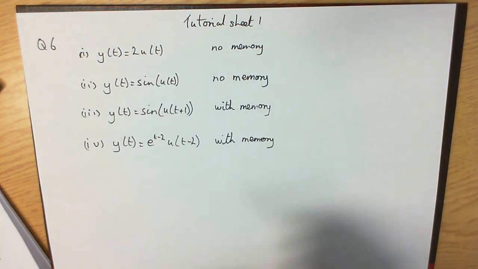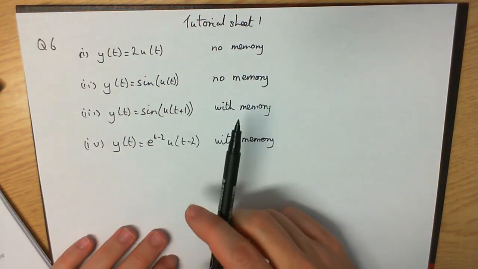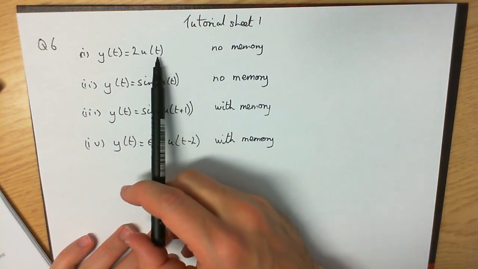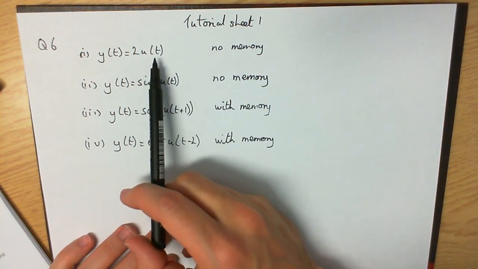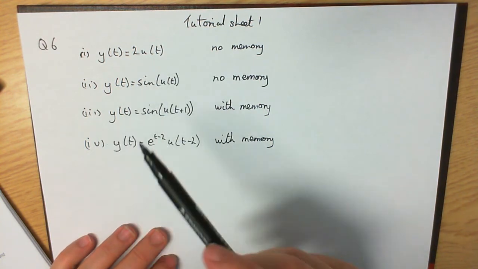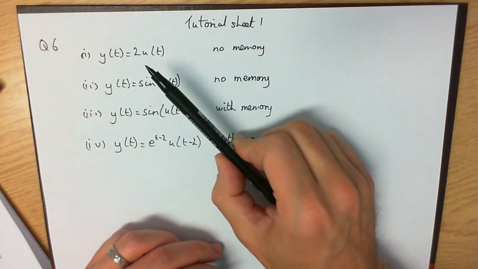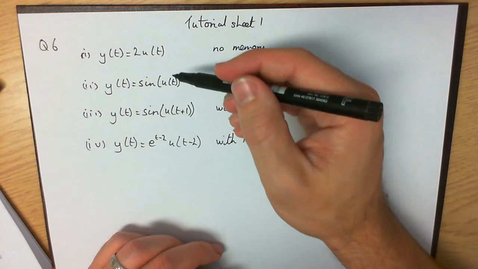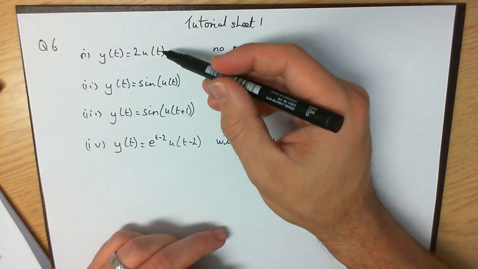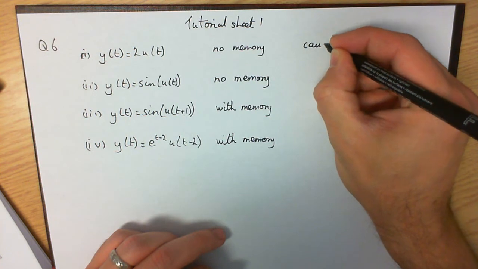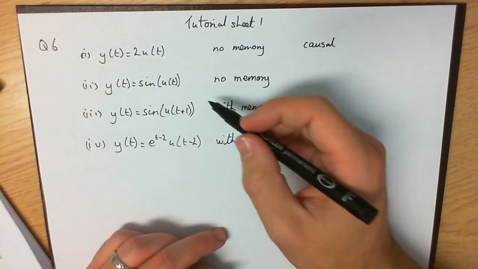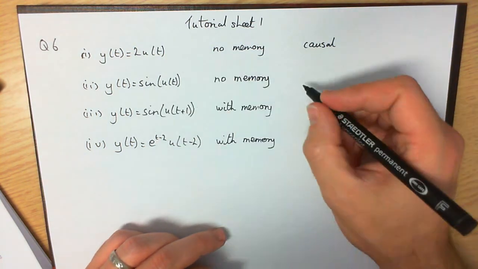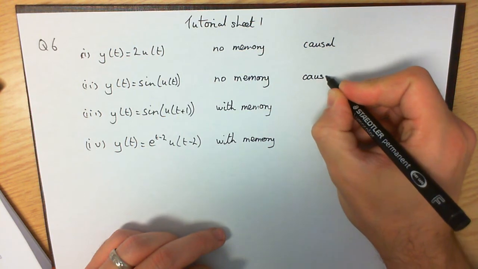Now causality says that what we're interested in are signals where the output takes information from the present time or past time, not future time. So we have to use either present or past information to develop our output, not future information. So for this function, we're just using the present time, so this is causal. Similarly, with this function, we're just using the present time to calculate our output, so this is also causal.